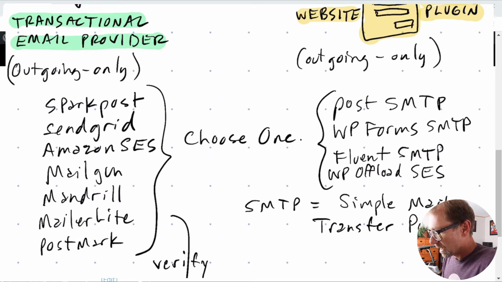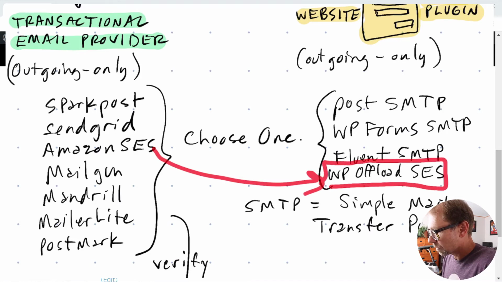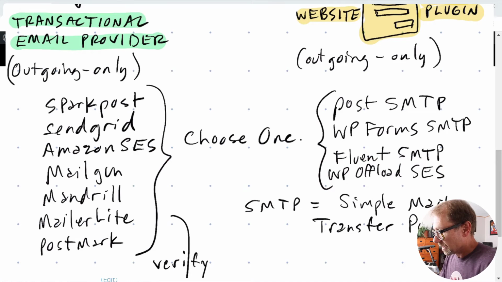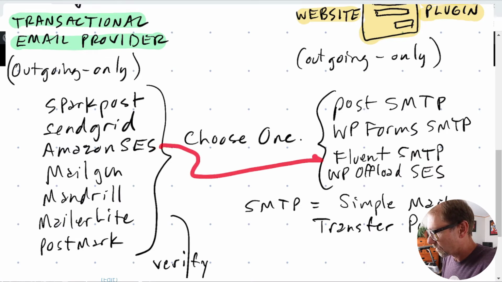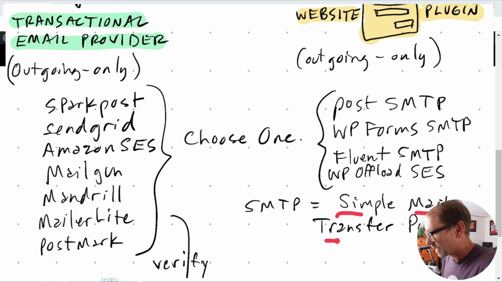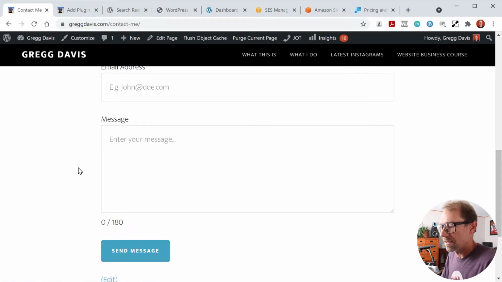And then finally, for Amazon in particular, the WP Offload SES plugin, and the Lite version is a free one. They also have a paid version, but the Lite version works quite well for Amazon SES. And for Amazon, Fluent SMTP also works without a separate add-on. And like I said, SMTP stands for Simple Mail Transfer Protocol, and it's just the way that mail is sent when it's outgoing email. And so let's take a look at a couple of the services and their differences.